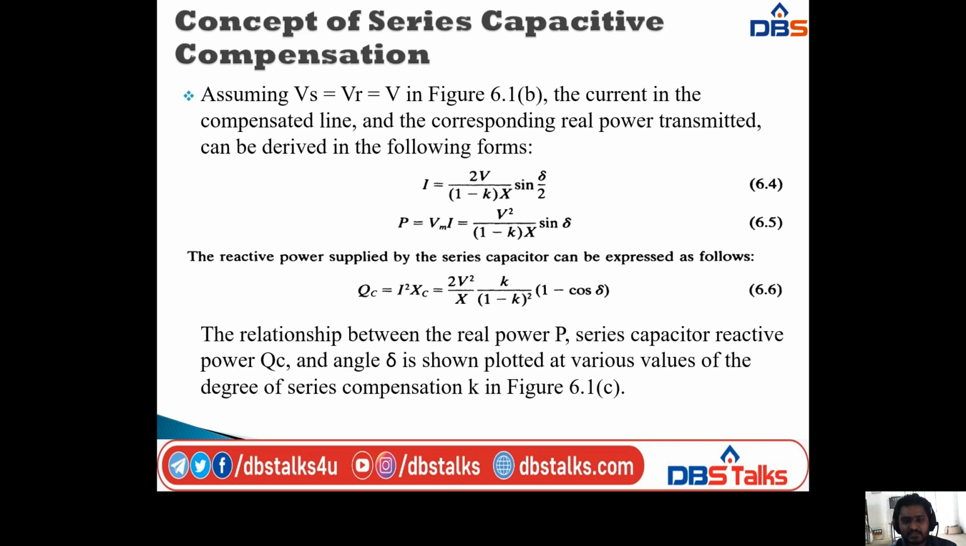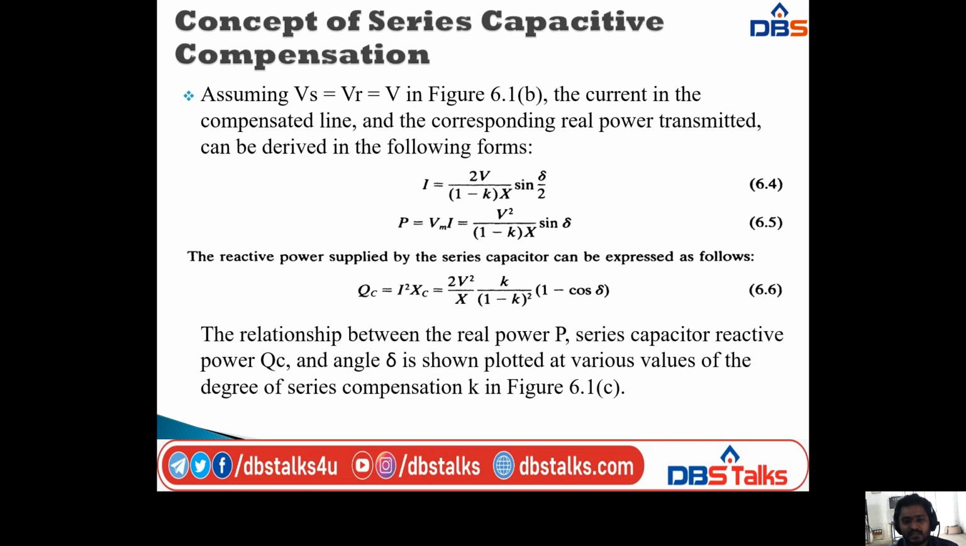I square into X_C. We already know the I formula, that is 2V by (1 minus k) into x into sin delta by 2, and the X_C value, that is k by (1 minus k) whole square into (1 minus cos delta). So Q_C is equal to I square into X_C, that is equal to 2V square by x into k by (1 minus k) whole square into (1 minus cos delta).